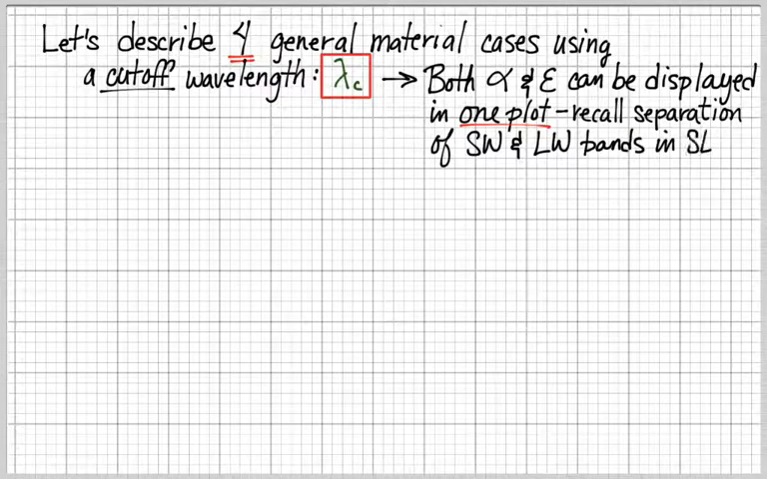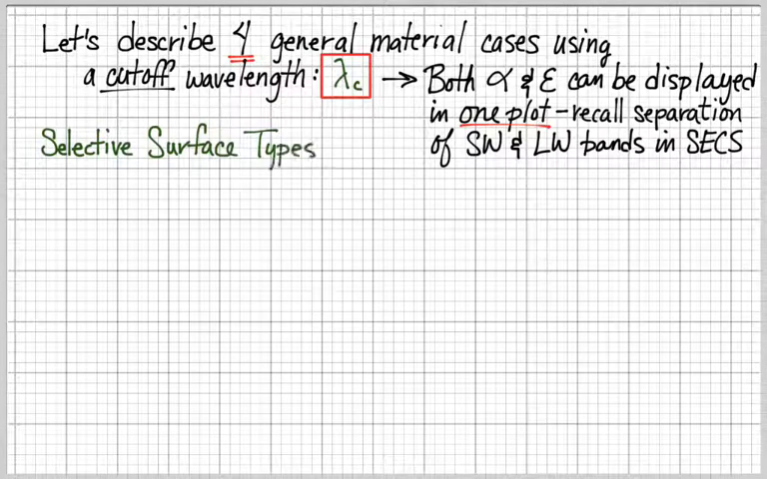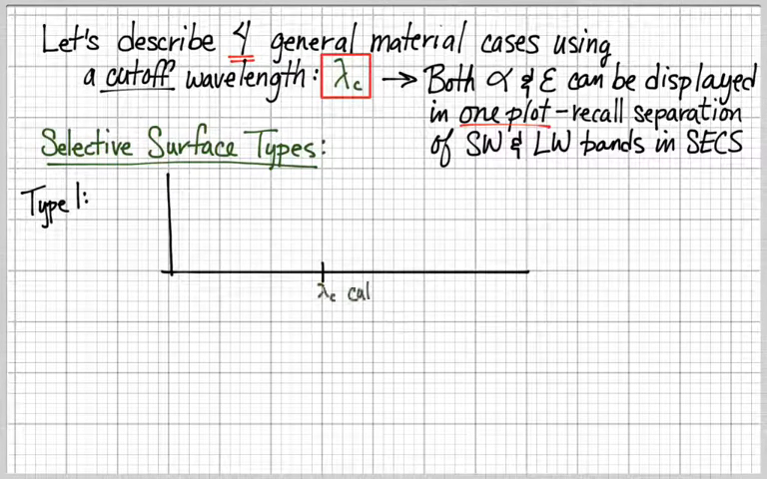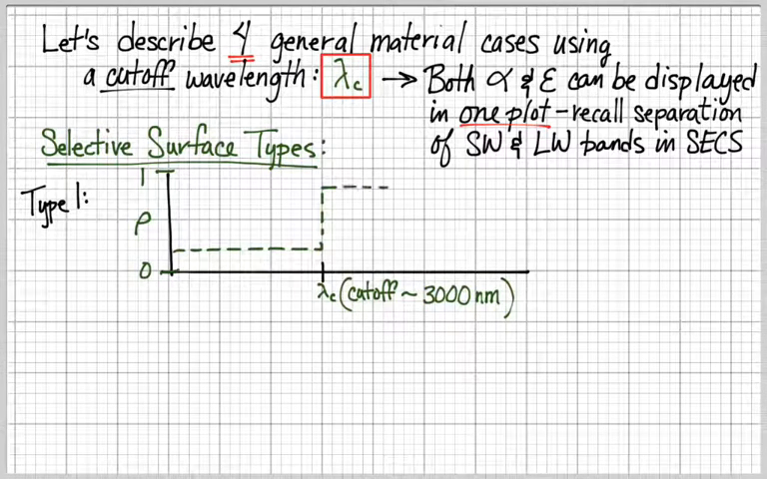Consider that we separate the shortwave light coming in from the sun and the long wave light that is emitted from our terrestrial absorbers at about 3,000 nanometers. So we're going to use 3,000 nanometers as our cutoff wavelength. And now I'm drawing the first of our selective surfaces. Okay? We're going to have 2 types of selective surfaces and 2 types of gray bodies.